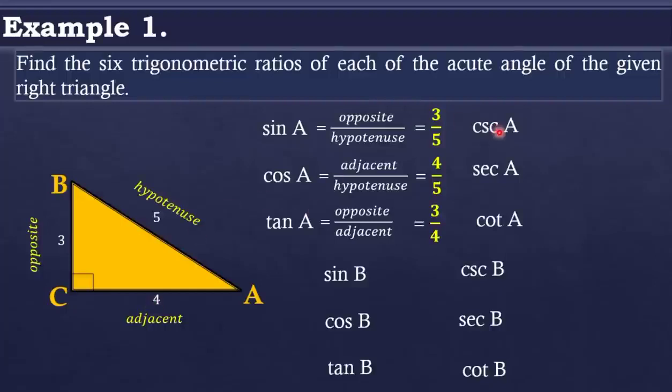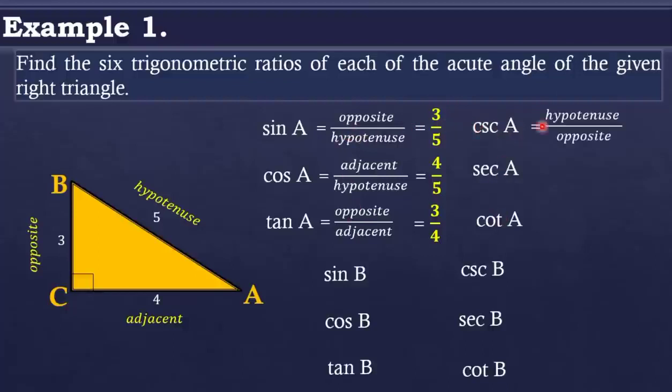Next, so again, cosecant is just the reciprocal of sine. Secant is just the reciprocal of cosine. And cotangent is just the reciprocal of tangent. So, madali na po ito. Pag nakuha nyo po yung primary trigonometric ratios, makukuha na po natin yung secondary.